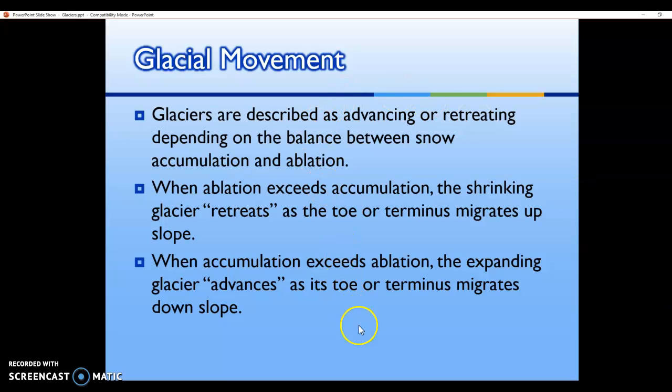All right, knowing those definitions, this should all make sense. If ablation, if melting exceeds accumulation, the glacier is then retreating, right? If accumulation exceeds ablation, then the glacier is advancing, it's growing, and moving down the mountain thicker.